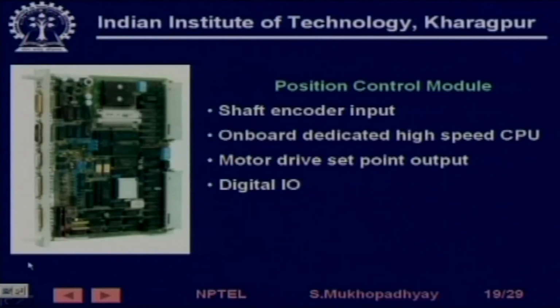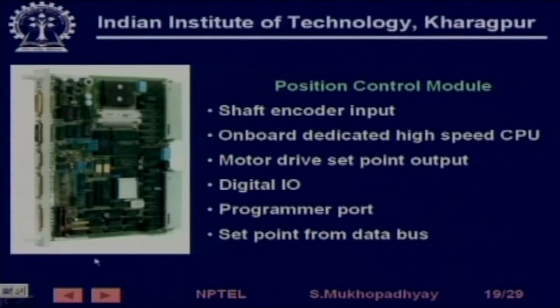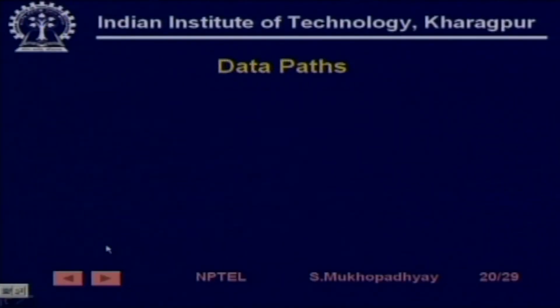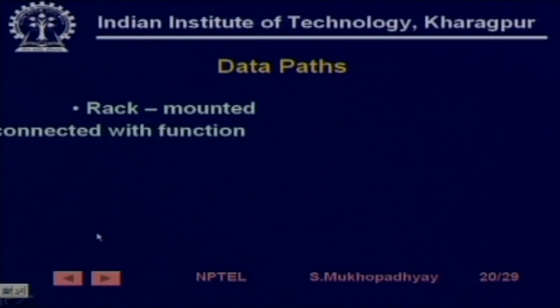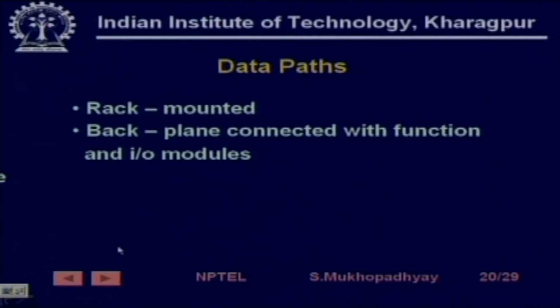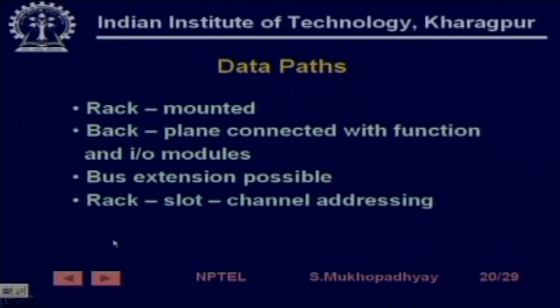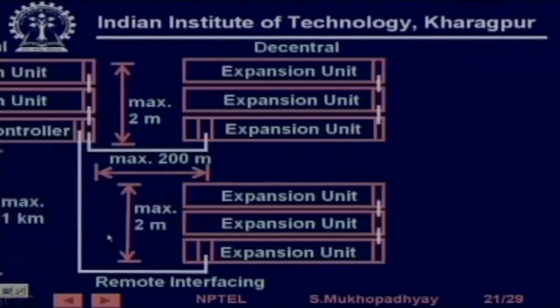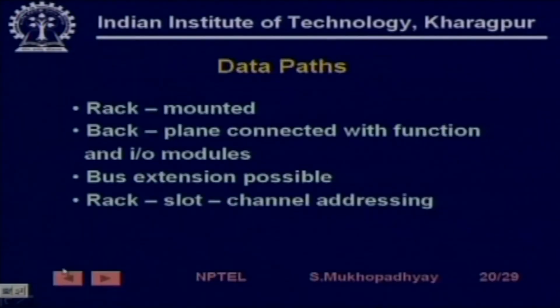So, these are some of the modules which are used in PLC systems. It has a programmer port, because there are a large number of parameters which have to be set, and the set point comes from the data bus. So, how are all these modules connected, that is, what are the various data paths? To understand this, you have to understand the PLC.